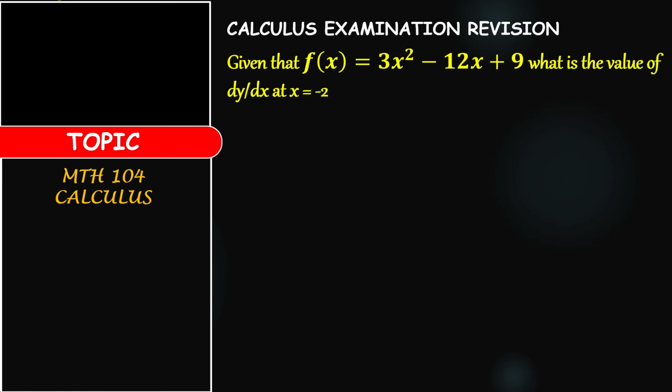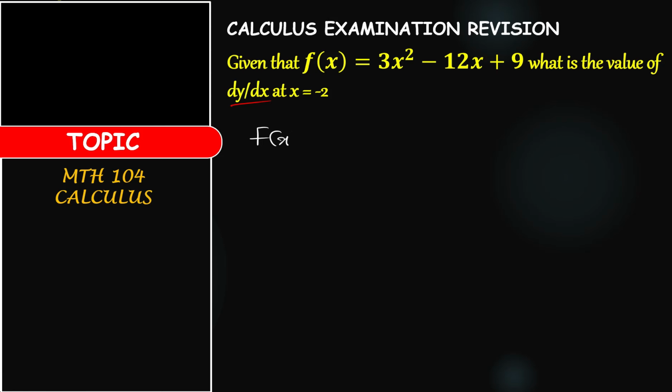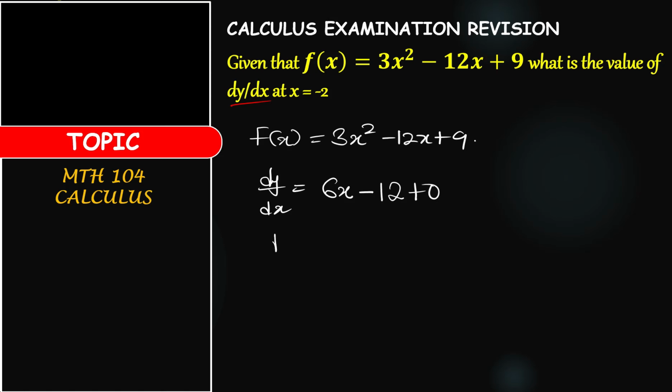Now, given that f of x is 3x squared minus 12x plus 9, find the value of dy/dx at x equals minus 2. Like I told you, some of the questions are not clear, so you might experience discrepancy in answers. That is the reason why you must focus on the question before you solve in the exam. First of all, we need to look for dy/dx. When you differentiate this, according to what I've taught you before, this multiplied by this will give us 6x, minus then 12x. When you differentiate, it is going to give us 12, plus differentiating 9 is going to give us 0. So our dy/dx is 6x minus 12.